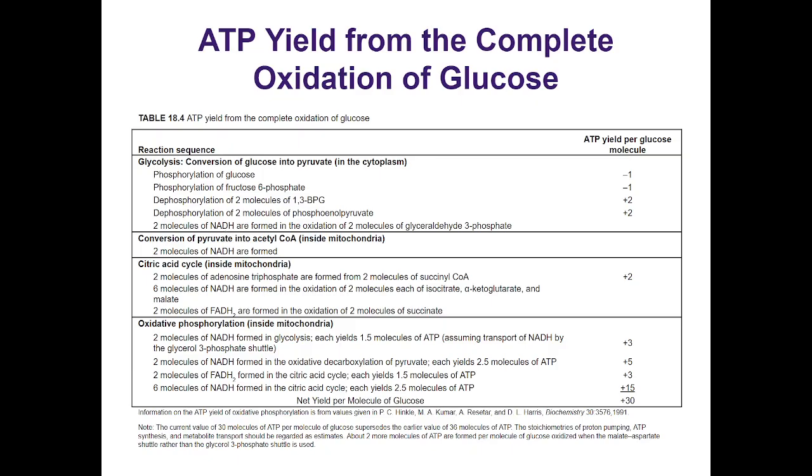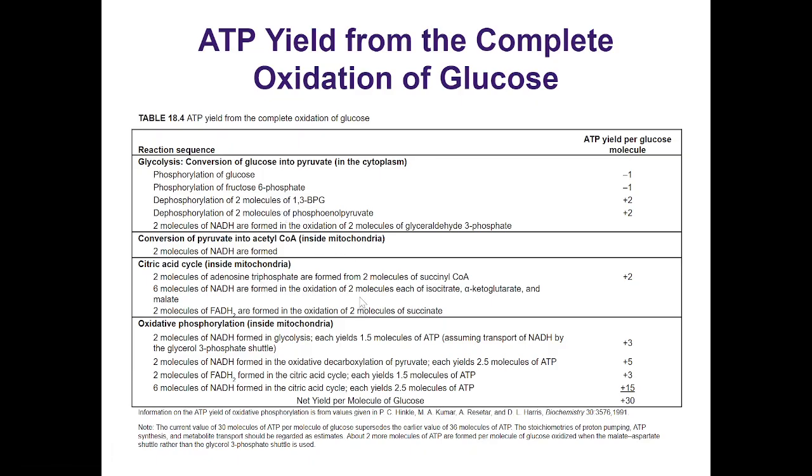They actually have to go through shuttles and they have to go into the matrix, don't they? Okay. And so conversion of pyruvate into acetyl-CoA, this happens inside the mitochondria. 2 molecules of NADH are going to be formed again, but we haven't actually gotten at this point to the oxidative phosphorylation, have we? And so those NADH, they don't actually generate any ATP yet. We'll take care of those later.